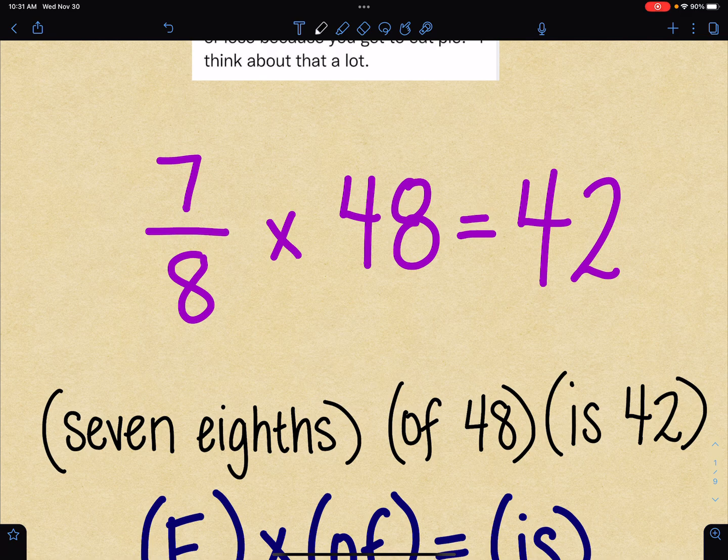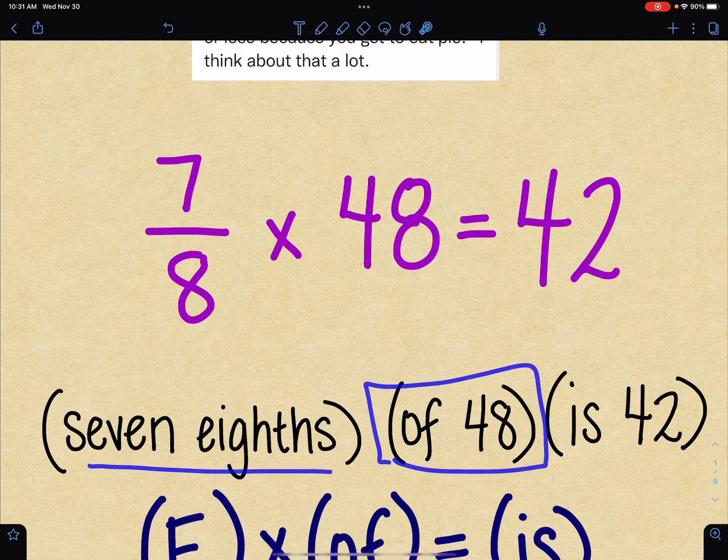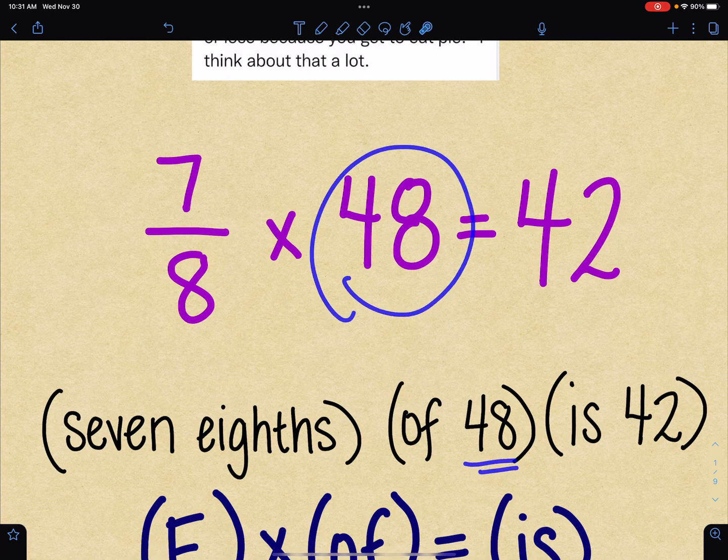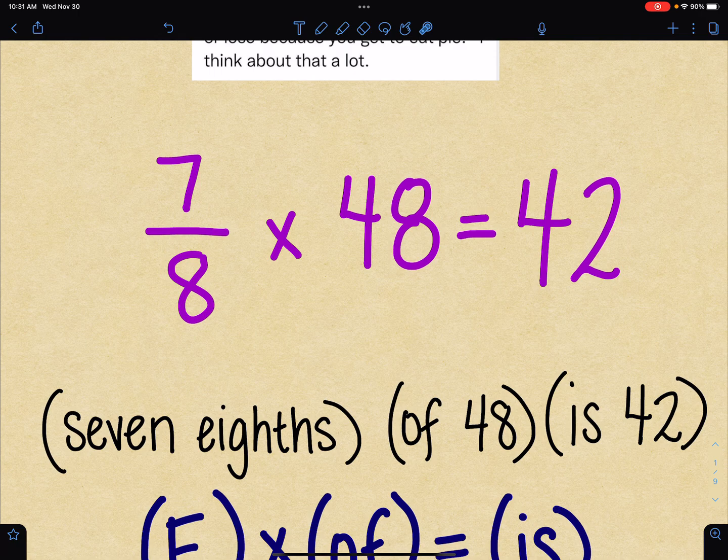All right, so if you use words to sort of describe this type of problem, what it's going to be is 7/8 of 48 is 42. And these are going to be important words here. So the fraction, you start with the fraction, and the multiplication means of. Okay, so just think of that as of. And then of 48, this is the number that you're going to take a fractional part of. And then the answer, you can think of the equal sign as is 42. So when you say it in English, these words are going to become important. A fraction of is. Okay, think about that.